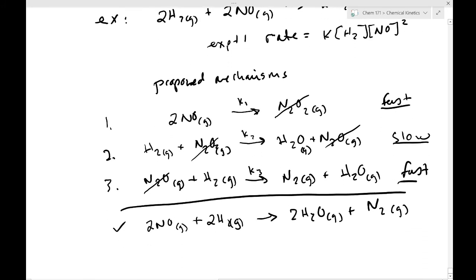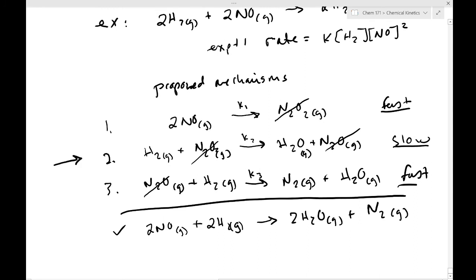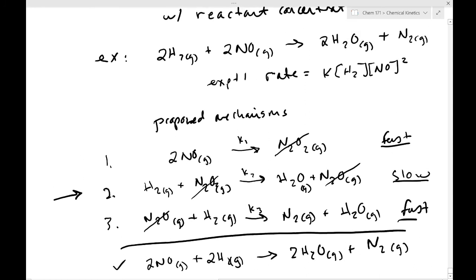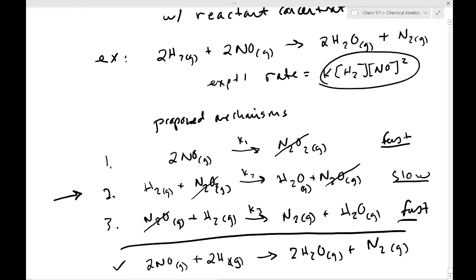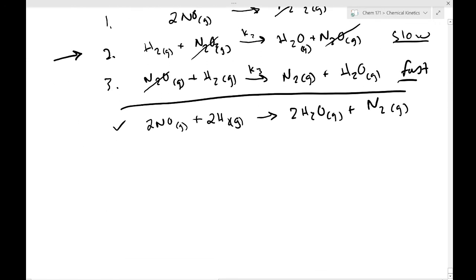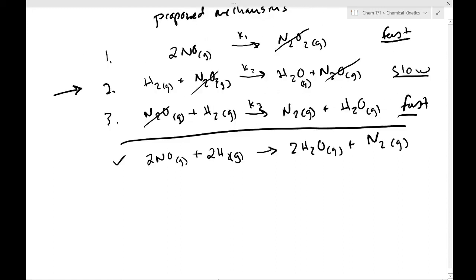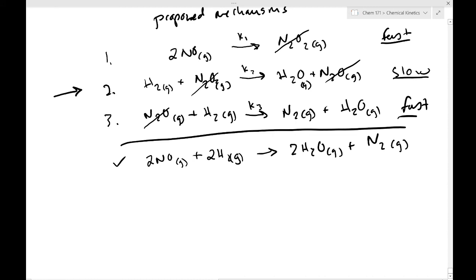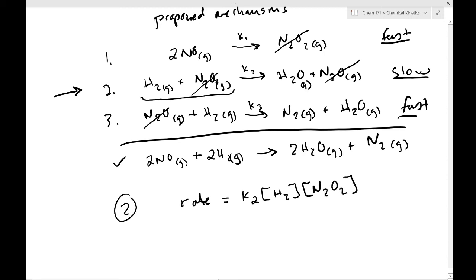Now we want to see if the rate law that's predicted by this intermediate step is the same as what we've seen experimentally. So look at the rate law for the slow reaction. The second step is the slow reaction. It's the rate determining step. And the rate that we would predict from this just by looking at the reactants, from step 2, the rate law would be rate is equal to k2 times [H2] times [N2O2].